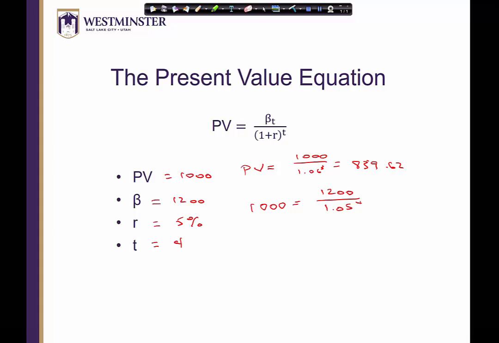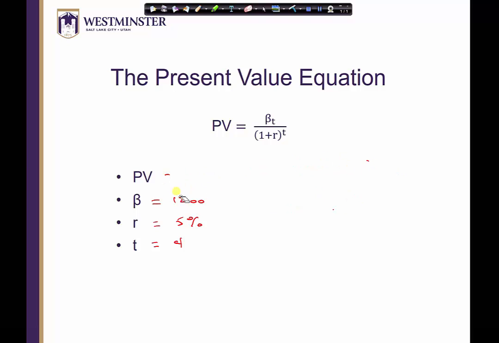Does that make sense to us? It does. 1,000 today is equal to $1,200 in 4 years at 5%. So that makes sense to us. We're willing to do that, perhaps. Or maybe it's a little bit different still.